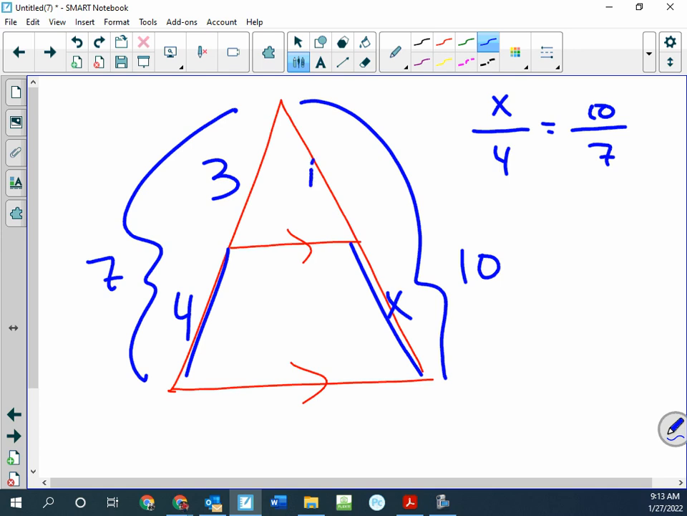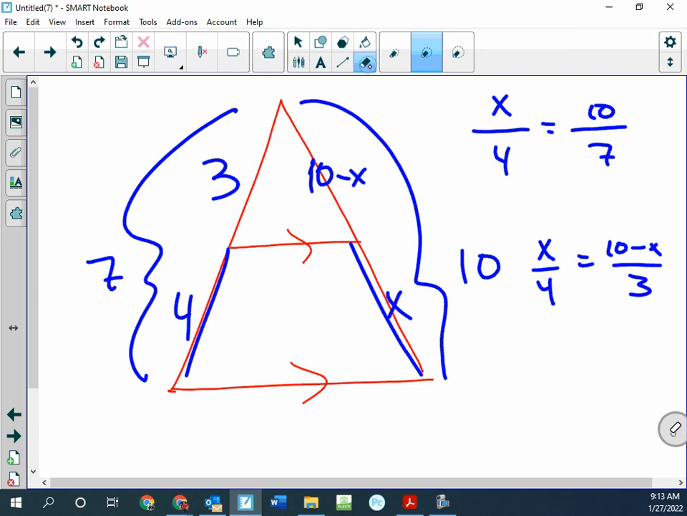I saw a lot of people write this one as 10 minus x for that part up there. That is correct. So our proportion could look like x over 4 equals 10 minus x over 3. That would also be fine. I also saw 10 minus x over 3, so right to left, equals 10 over 7, which is right to left. That works too. There's a lot of different options. As long as you're matching up the same kinds of pieces in the same order, you can kind of do whatever you want. Okay.